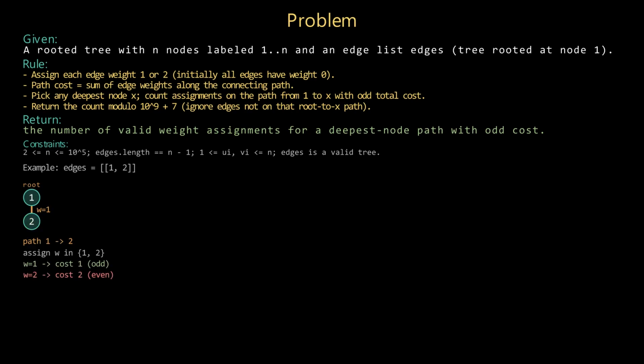Example 1, edges connect 1 and 2. The path from 1 to 2 has a single edge. Weight 1 gives odd cost 1, weight 2 gives even cost 2. Only one assignment works, so the output is 1.